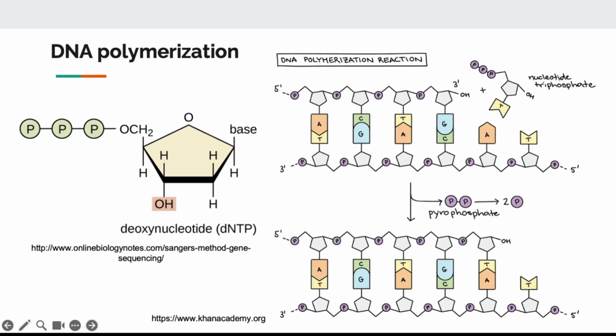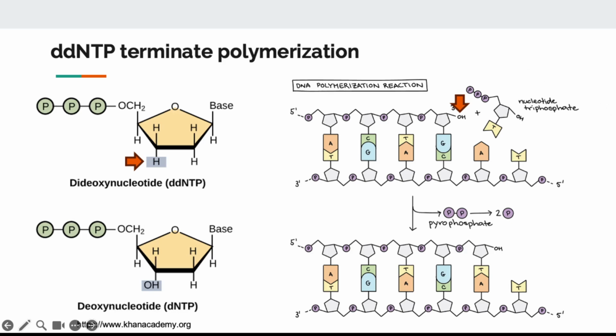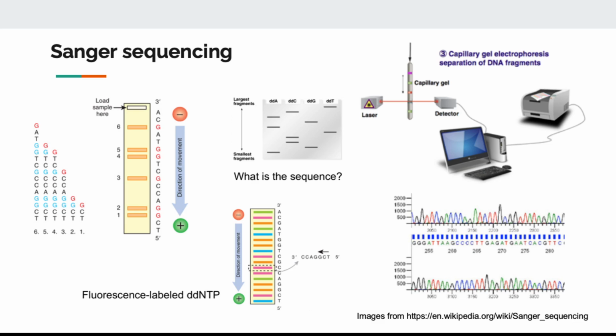In the early days, scientists exploited the fact that if you don't have this hydroxyl group, the polymerization cannot go on. So if you introduce another molecule called ddNTP, a dideoxynucleotide, where usually you have one hydroxyl group, in ddNTP both hydroxyl groups are gone, so now you only have hydrogen. So if you don't have this hydroxyl group, then you cannot incorporate the next nucleotide, and the polymerization has to stop. We can use this fact to develop a sequencing technique.